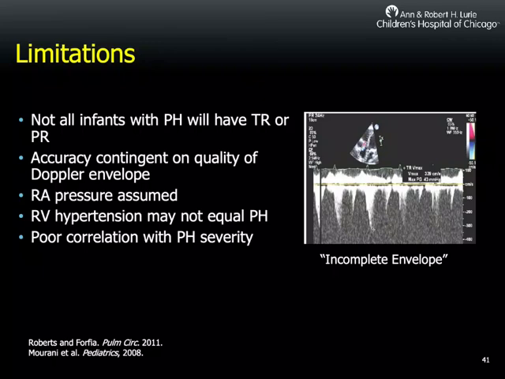And then again, knowing that RV hypertension may not equal pulmonary hypertension, especially if you're assuming that there is no RVOT obstruction or pulmonary valve stenosis that would affect your pulmonary pressures. And then again, as mentioned, there overall is a poor correlation of echocardiographic findings with PH severity.